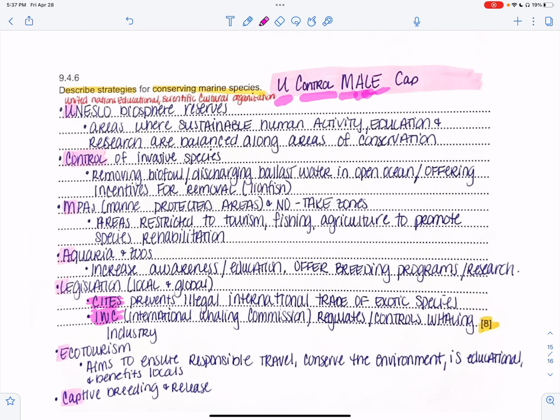If you get a local stakeholder, locals that are invested in the ecotourism venture, then it's more likely that it's going to be successful. And lastly, captive breeding and release. I did not put a description with that because I feel like it's quite obvious, but you are more than welcome to state the obvious in terms of describing what that is.